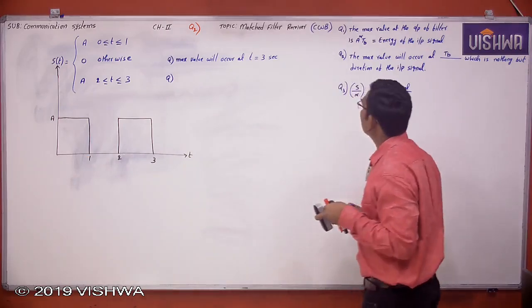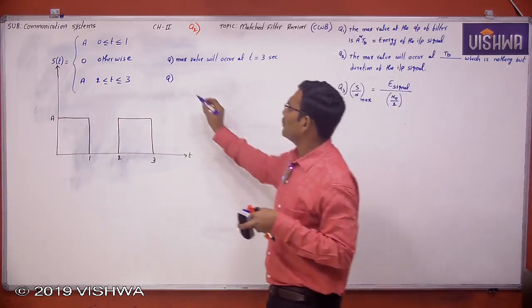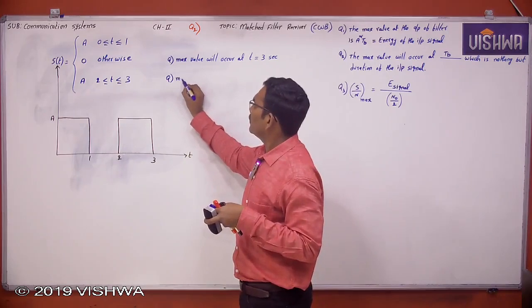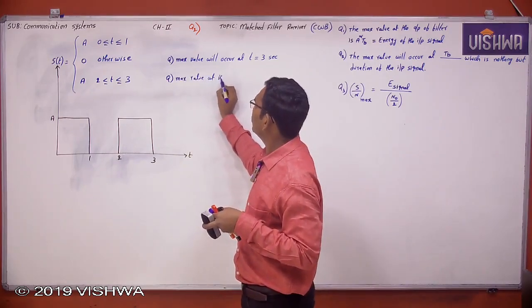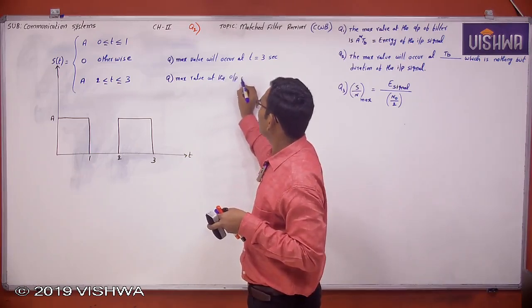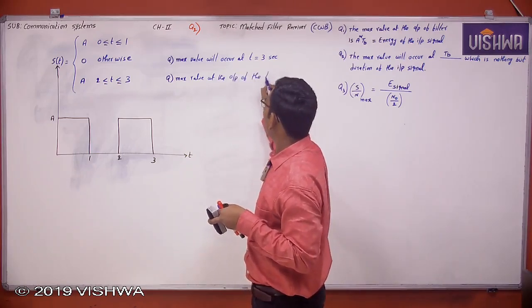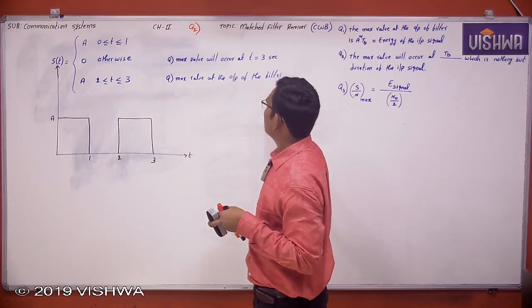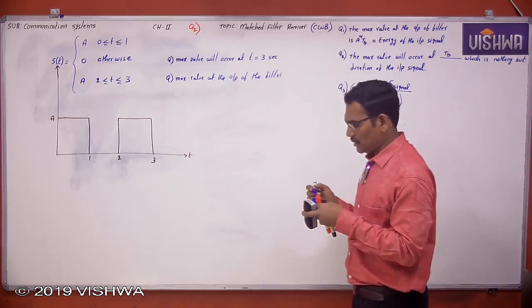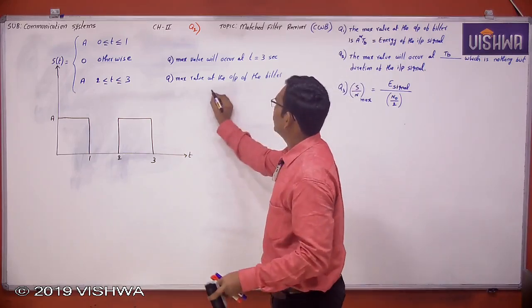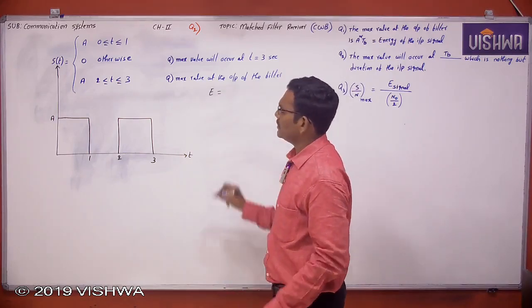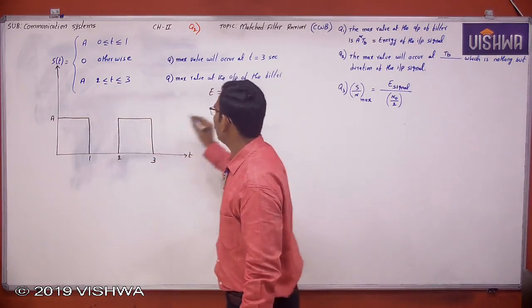Then he is asking the maximum value at the output of the filter. The maximum value at the output of the filter is nothing but the energy of the input signal. Am I not? Now, what is the energy of the input signal? What is energy? Energy is nothing but power into time.